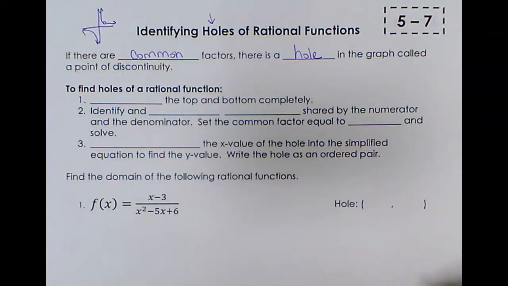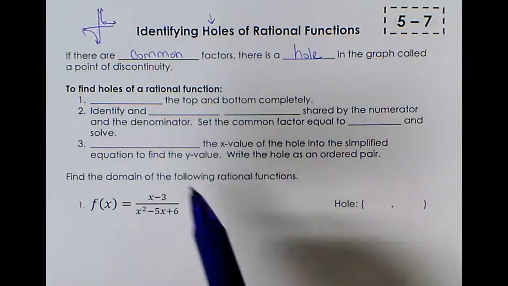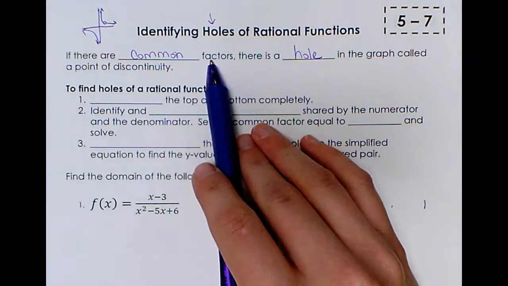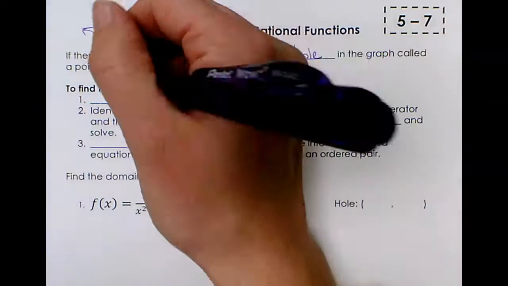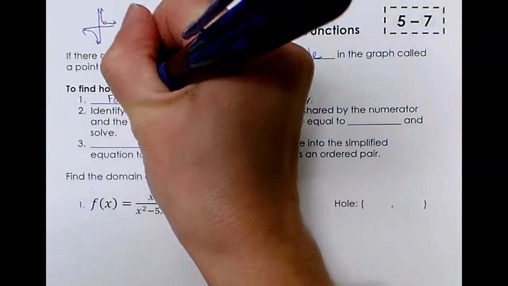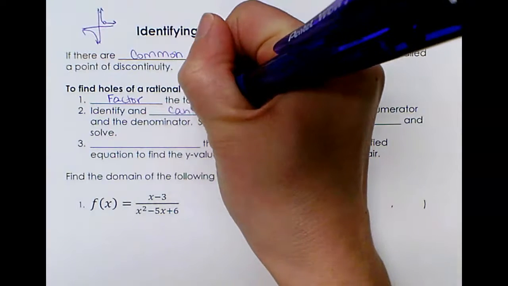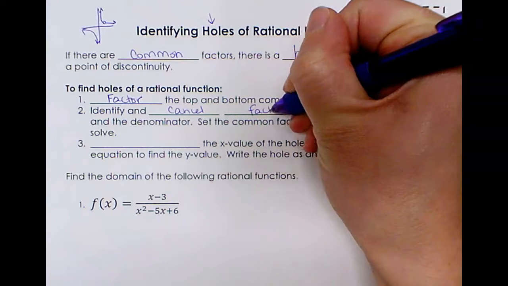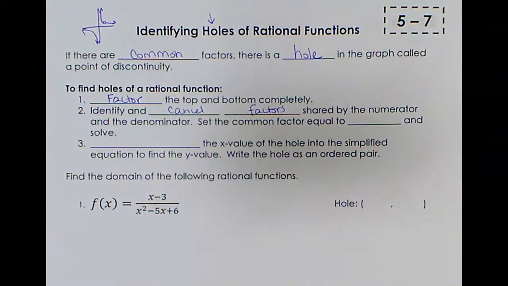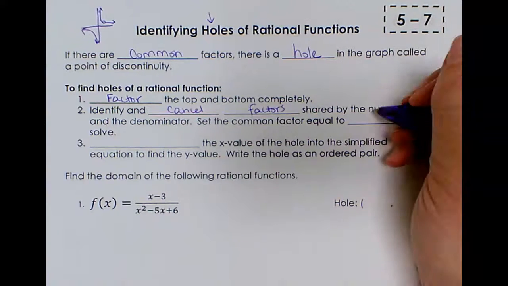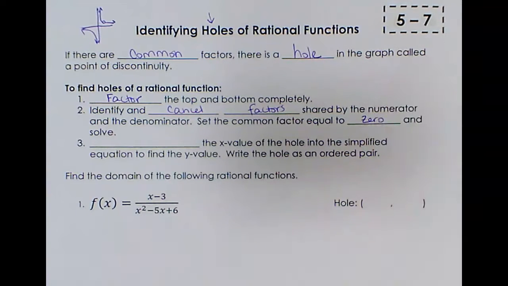So in order to find the holes of a rational function, remember the holes are where there are common factors, so you're going to have to find all of the factors in the top and bottom. So factor the numerator and denominator completely. Identify and cancel factors that are shared by the numerator and the denominator. And once you cancel out those factors, set that common factor that you canceled out equal to 0 and solve. Find the x value for that common factor.